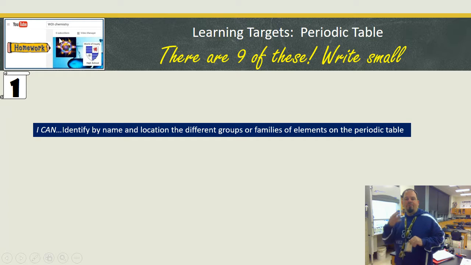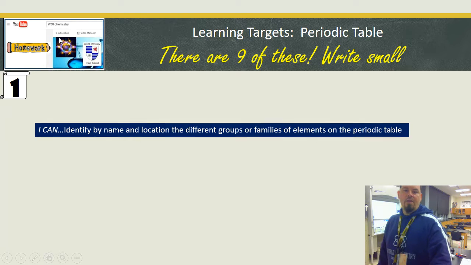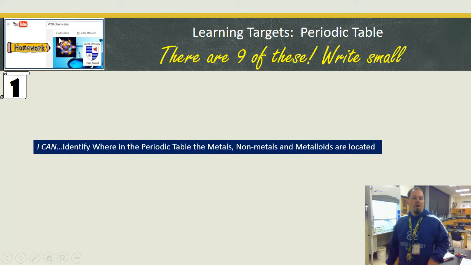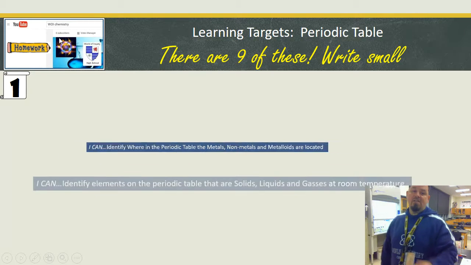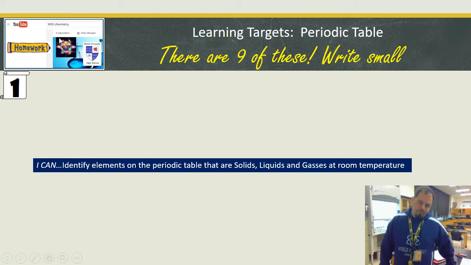Name and location of the 4 families or groups. So there are 4 that you need to know the names of. Which groups are they? Why are they families? Identify where in the periodic table metals, nonmetals, and metalloids are. That's going to help us for the rest of the year. That's one of the big things we will need to know.